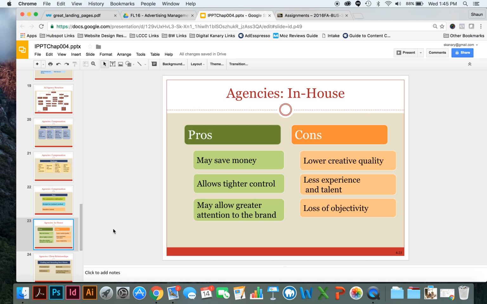Working with agencies versus in-house, the pros may be that you're going to save yourself some money. You have tighter control. They're more focused on the brand. The cons are you're not going to find very high-end creative people, less experience and talent, and they're going to lose their objectivity. They're going to think that their brand is the top brand, when an agency can take a look at the overall landscape of the industry and say, well, this brand may be better than yours.